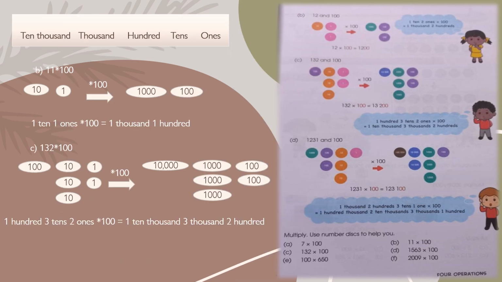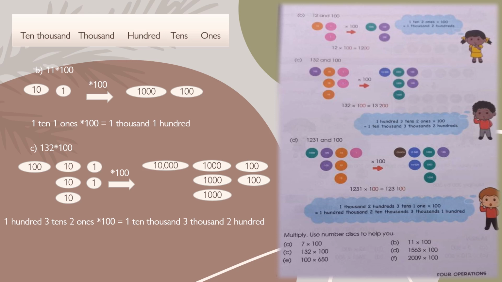In part B, we have to multiply 11 and 100. 11 means that we have 1 one and 1 ten, and they are going to multiply with 100. When 10 is going to multiply with 100, it becomes 1000, and when 1 gets multiplied with 100, it becomes 100. So we have 1 ten, 1 one into 100 is equal to 1100.